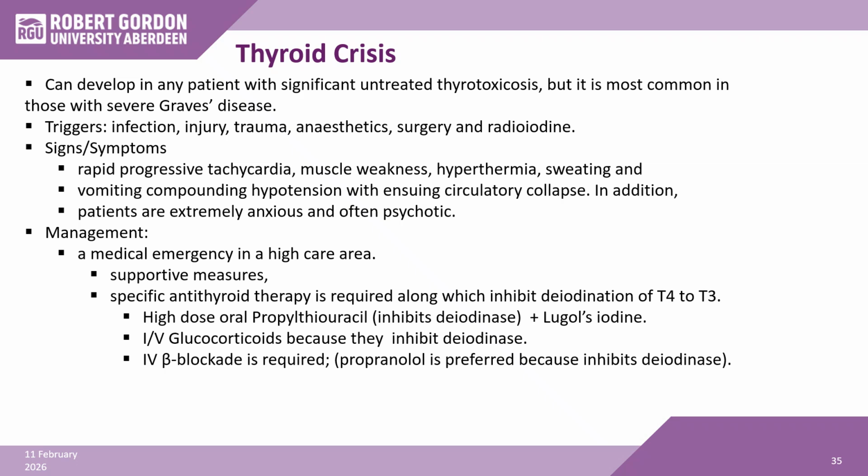So management here: it is a medical emergency and requires high care. Supportive measures are important, and specific antithyroid therapy is required along with treatment to inhibit deiodination of T4 to T3. So a high dose of propylthiouracil orally can be given with Lugol's iodine. IV glucocorticoids may be used to inhibit this as well, and IV beta blockade is required. Propranolol is preferred because it inhibits deiodinase as well, so as to slow everything down and manage the symptoms listed above.